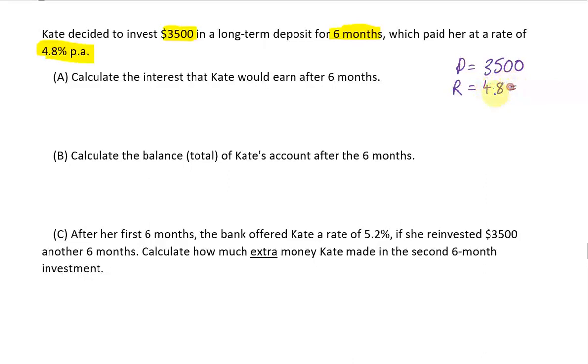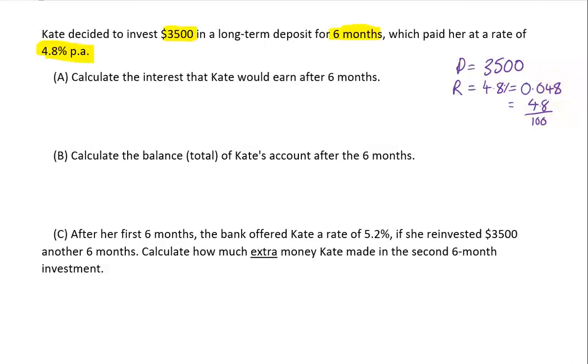Now remember, 4.8%, we need to write this as a fraction or a decimal. So you can write it either way. I'm going to choose a decimal, 0.048. But if you choose to write it as a fraction, 4.8 over 100, that is okay as well. It means exactly the same thing.